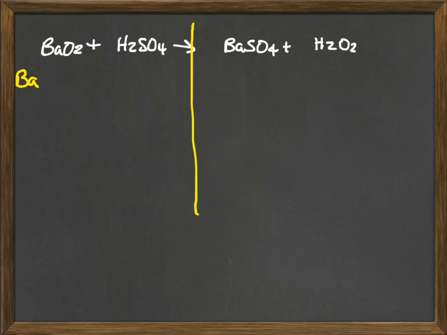There's barium and oxygen and hydrogen and sulfur. There's oxygen again, but we already have it in the list. So those are the 4 different elements we have. And now I'm just going to take inventory.